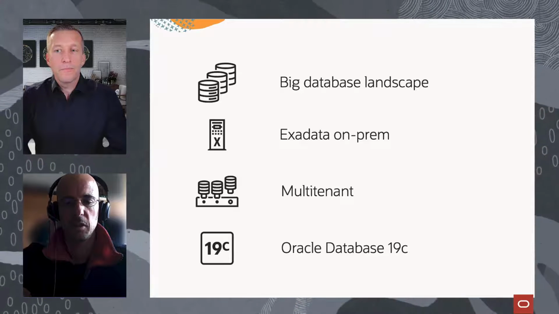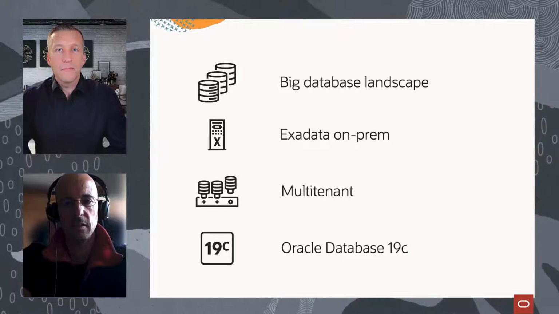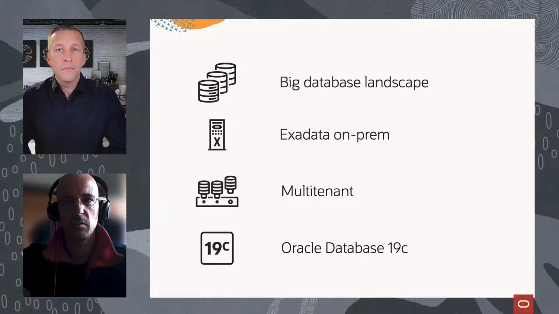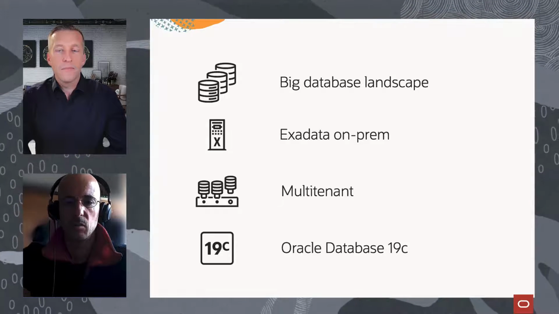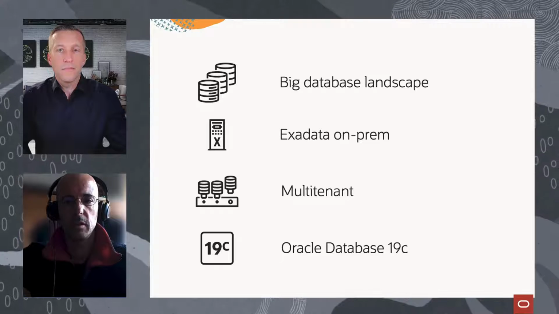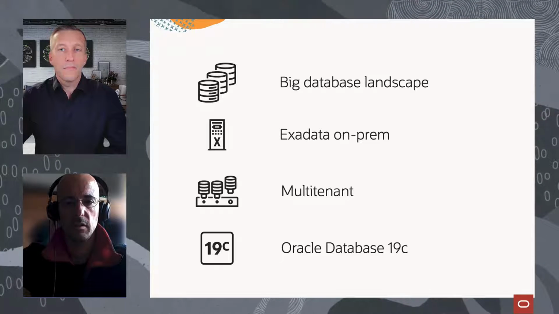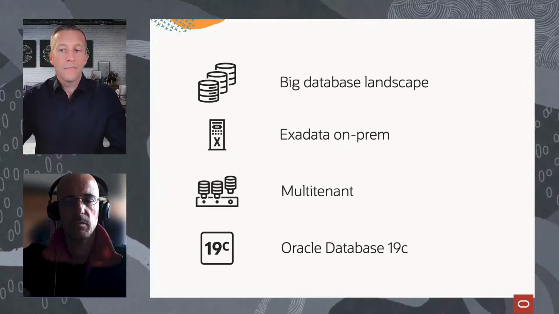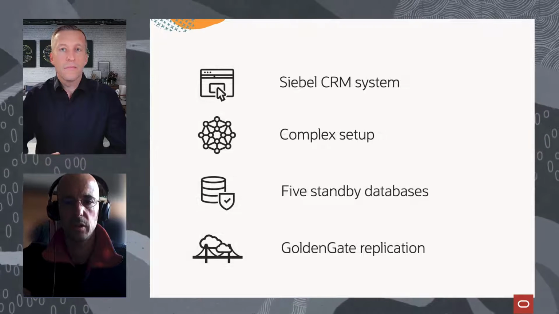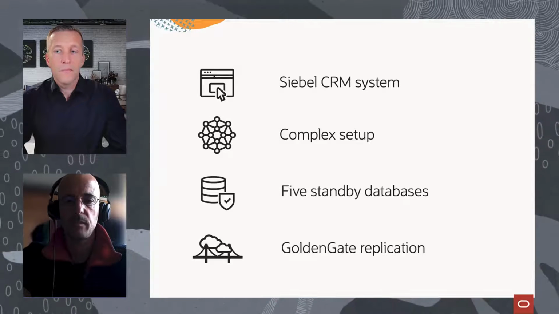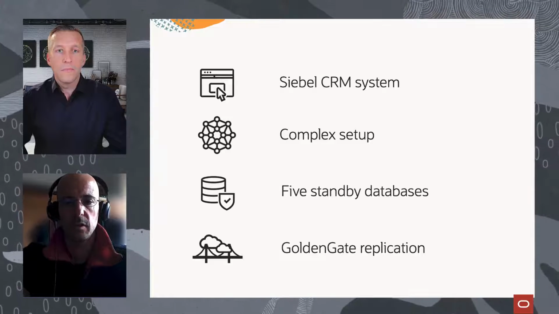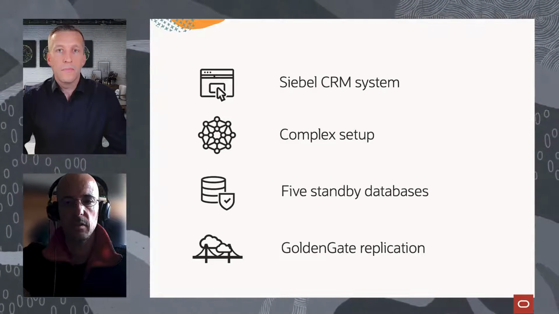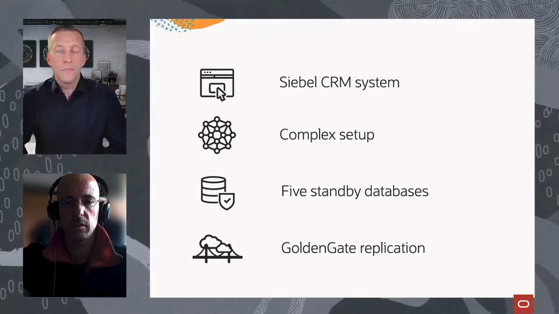Yes, we have a pretty big database landscape, roughly 2,000 databases on engineered systems, mainly Exadata. And we migrated them all to multi-tenant and 19c over the last 2 years, except one, which was the Siebel core database. Mainly due to the fact that it's a quite complex setup, including 5 standby databases and a GoldenGate replication.